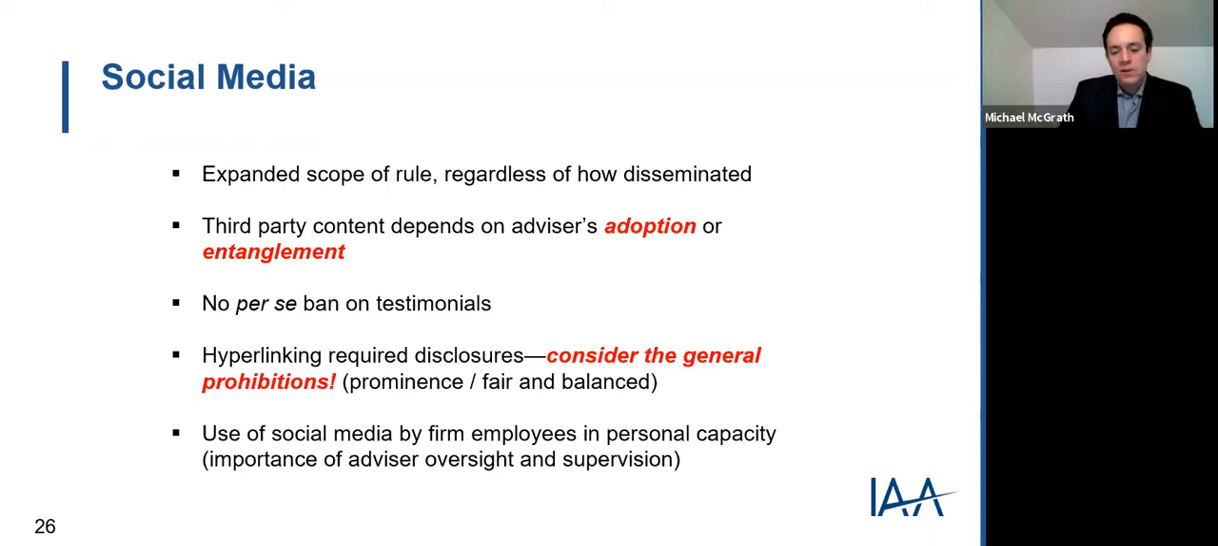Okay. So although social media was not expressly addressed in the rule, there is guidance within the rule release, particularly around direct and indirect communications, that really does give us a path forward for social media. The key points that we want to make here are, number one, there is now no per se ban on the presentation of testimonials. So you are a little bit less concerned about having a website and even redistributing testimonials that are given via social media.